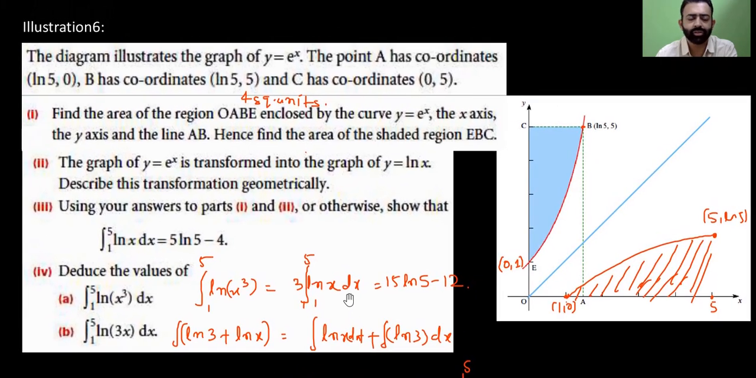Okay, so integration of log function is over. In the next video, we will do integration of trigonometric functions using some identities. Okay, see you there.